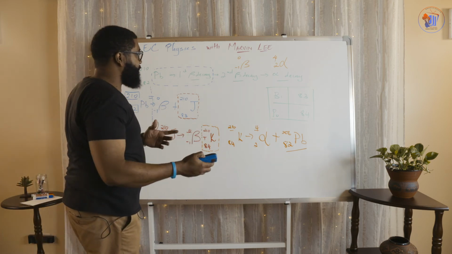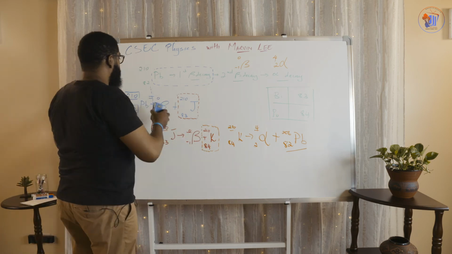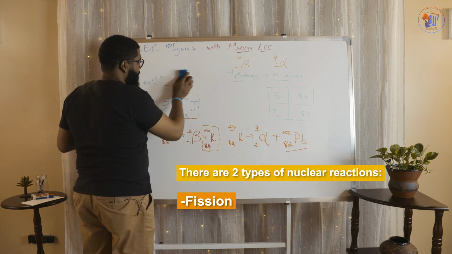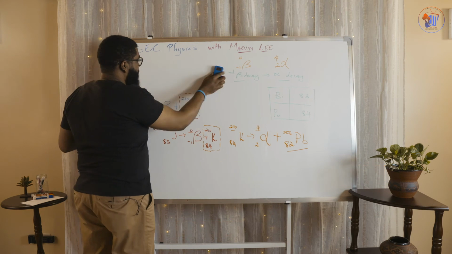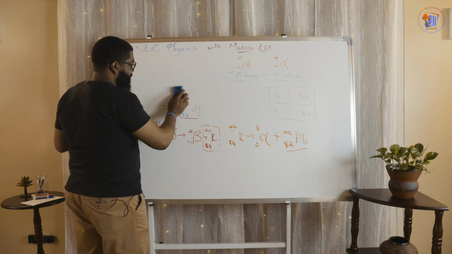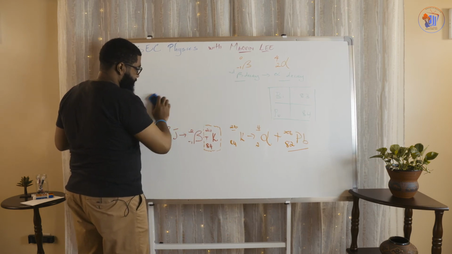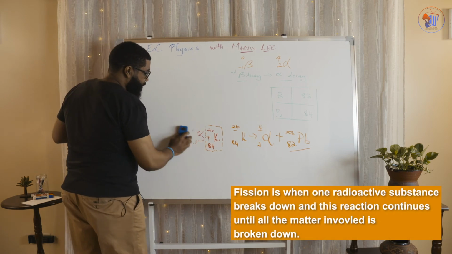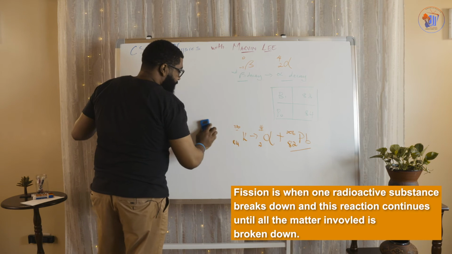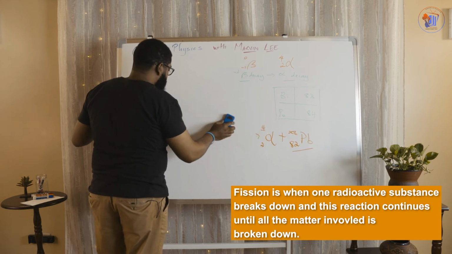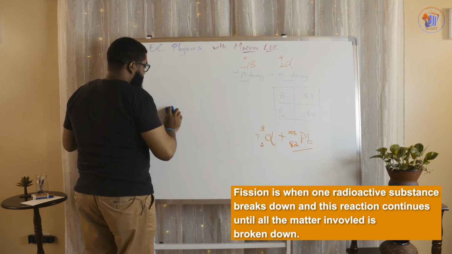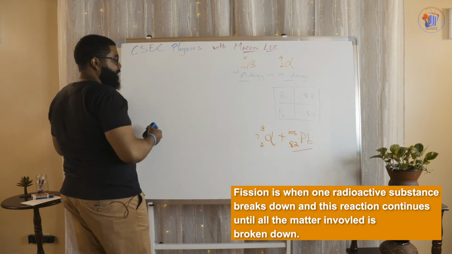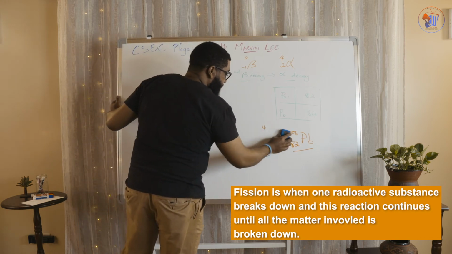There are two types of nuclear reactions. There is fission and there is fusion. Now, fission is essentially the whole splitting of the atom, if you want to put it that way. Fission is when one radioactive substance breaks down, and this reaction continues until all the matter involved is basically broken down.